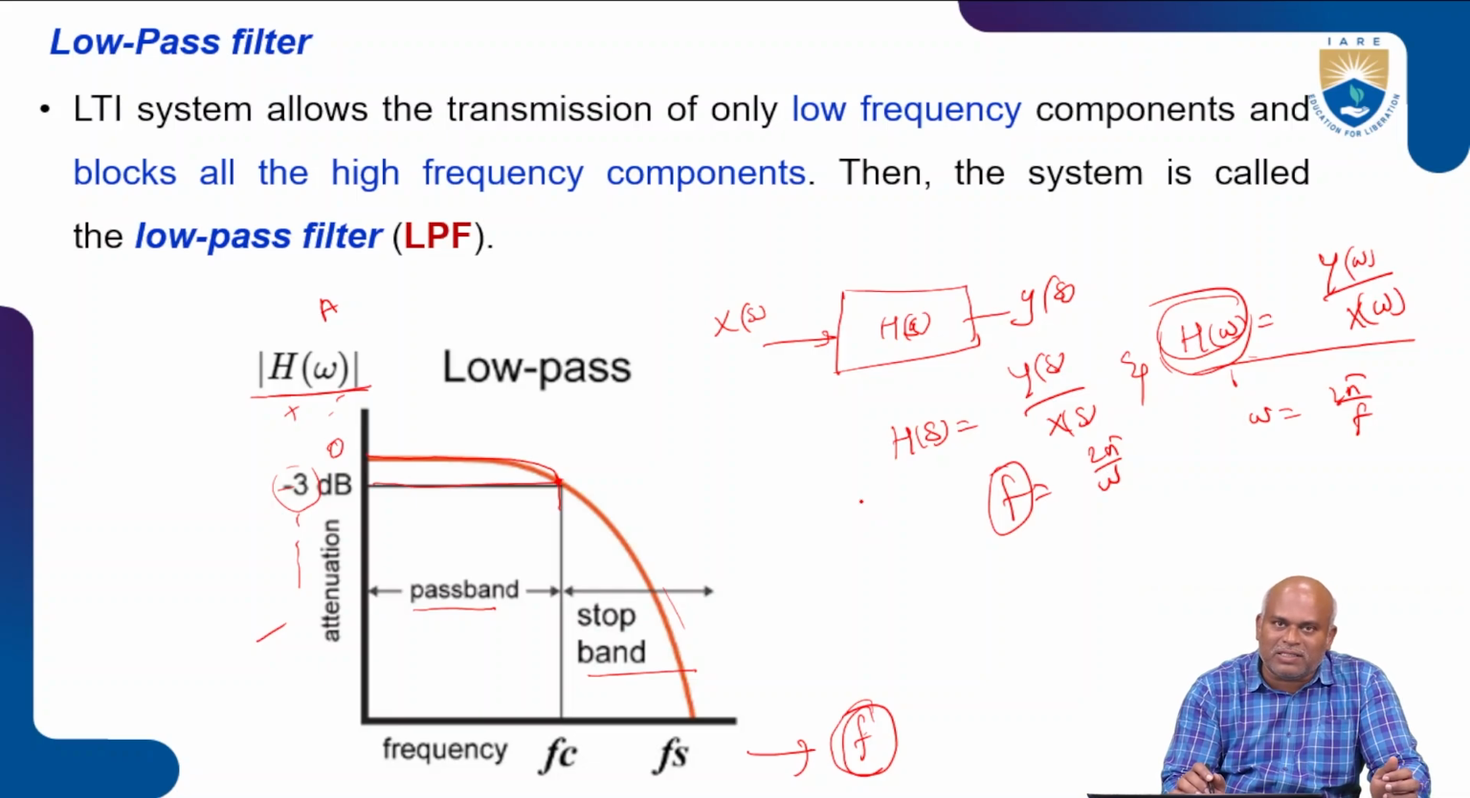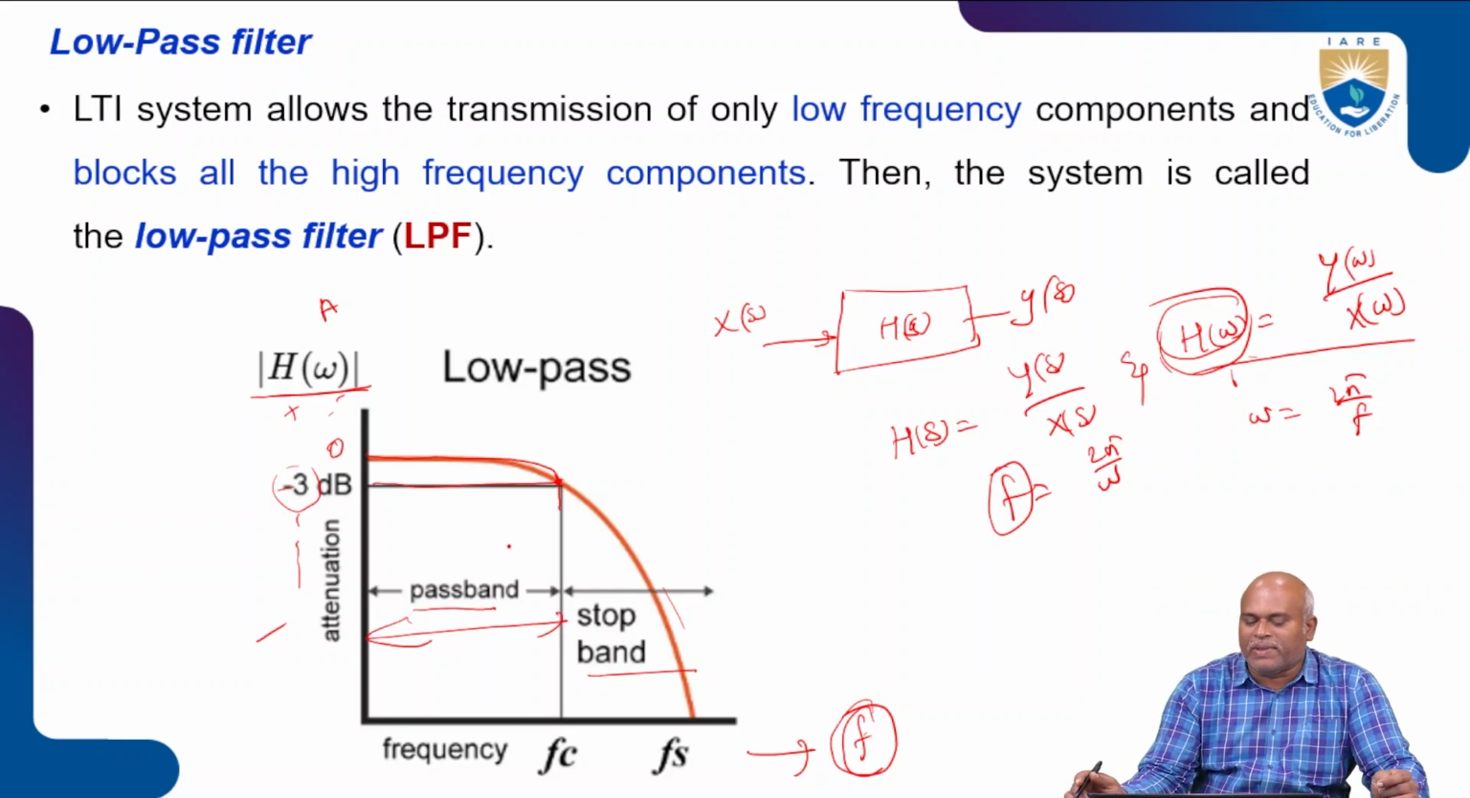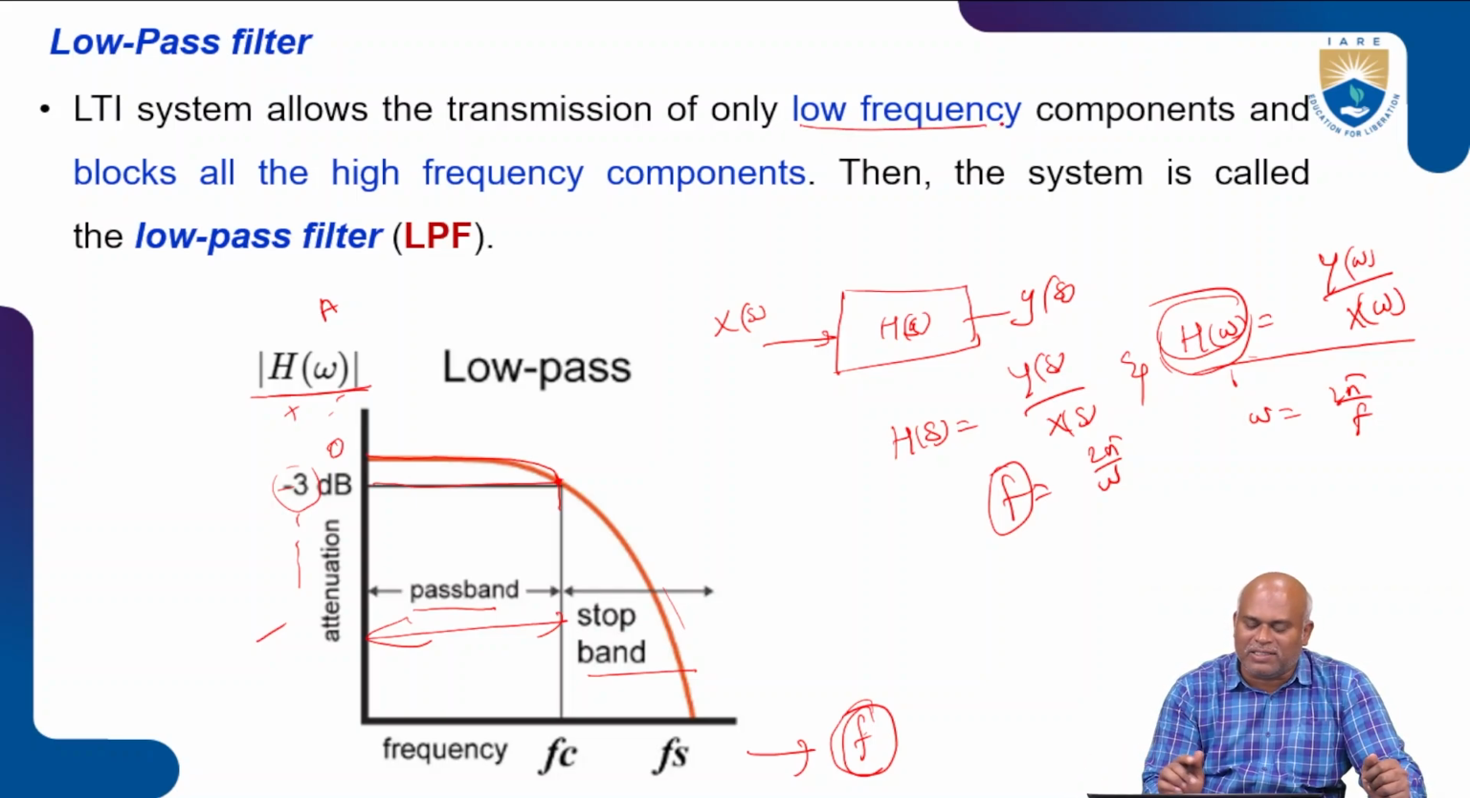If it passes the lower values of frequency, then the filter is called a low pass filter. That means only lower frequency is allowed by our system response. This H of omega is going to transfer only lower frequency, and in the remaining case all frequency is stopped.